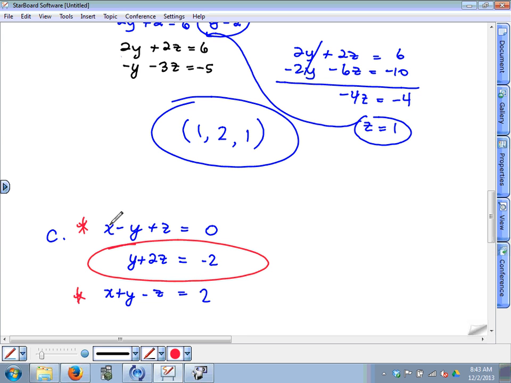So how would you eliminate X from the top one and the bottom? Multiply the top one by -1, that could work. That top one then becomes negative X plus Y minus Z equals 0.